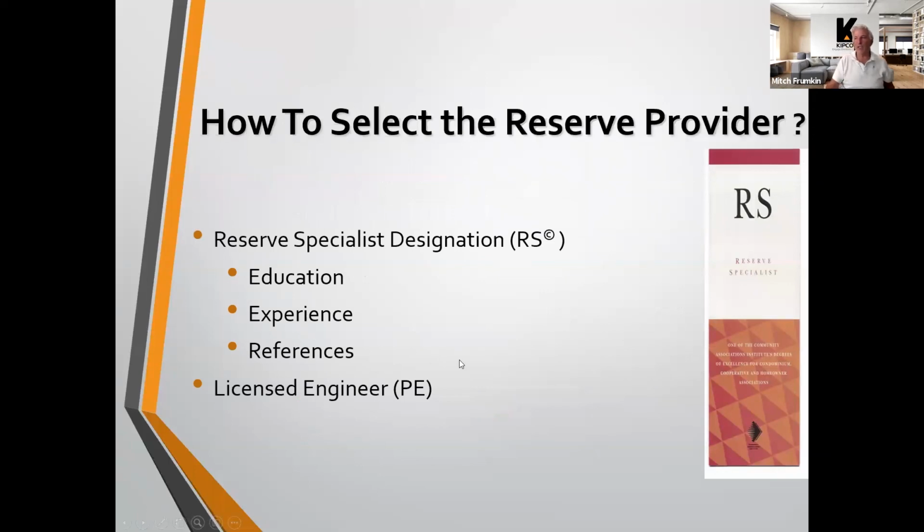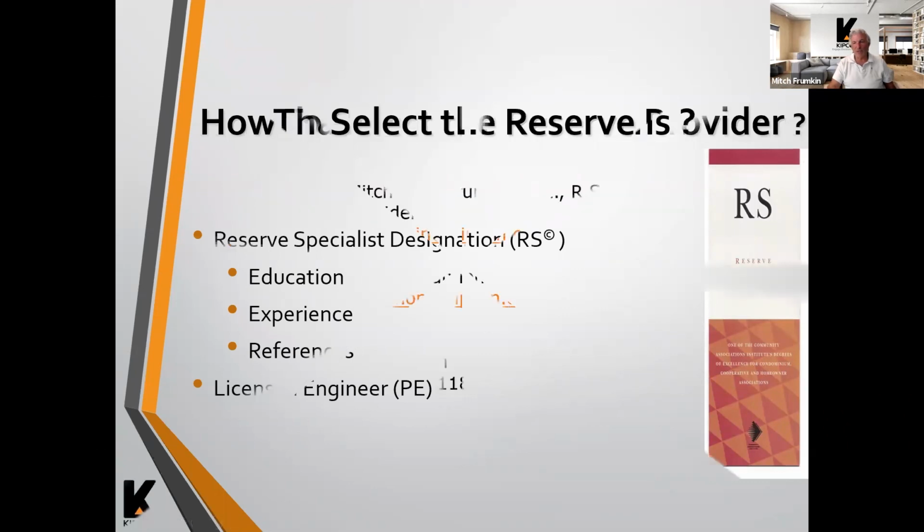So just an example, how do you select somebody to do your reserve study? CAI has this national designation. It's called the RS, the Reserve Specialist. It's based on education, experience, references, and also in a lot of cases, the RSs are engineers. But at a minimum, when you're asking somebody for a reserve study proposal, it should say that the firm has to have an RS on staff. That means that the study is going to be done in conformance with the national standards, not above the national standards, but in conformance with them.